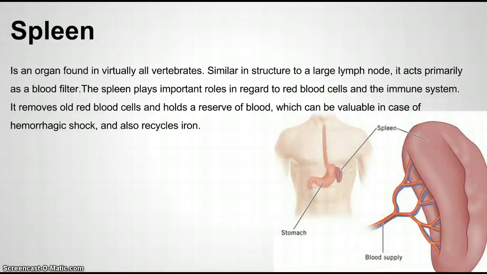Spleen is an organ found in virtually all vertebrates. Similar in structure to a large lymph node, it acts primarily as a blood filter. The spleen plays important roles in regard to red blood cells and the immune system. It removes old red blood cells and holds a reserve of blood, which can be very valuable in case of hemorrhagic shock, and also recycles iron.